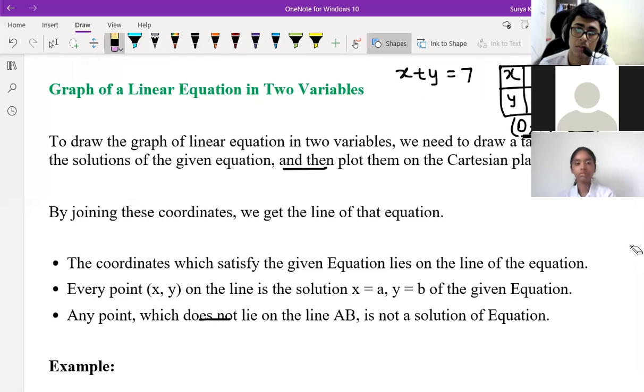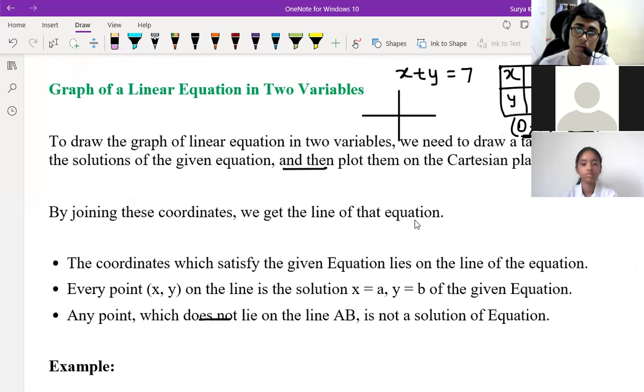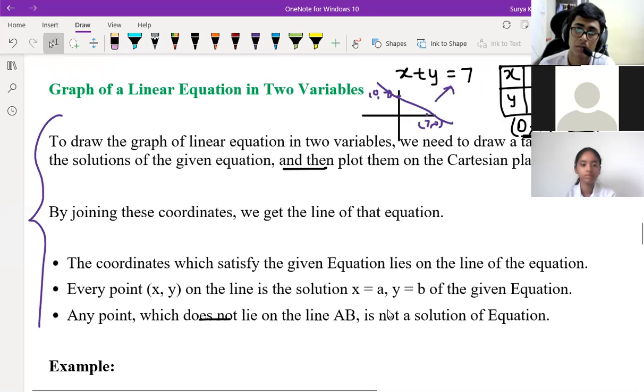So here what you need to do, simply make one small graph over here, and you can write what I told. 0, 7 will come here, and somewhere here is 7, 0. So you can join both points. This is the line for this equation. Understood, children? How to draw the graph? Yes, sir. So don't look at this one. You just simply take the values and get the answer.